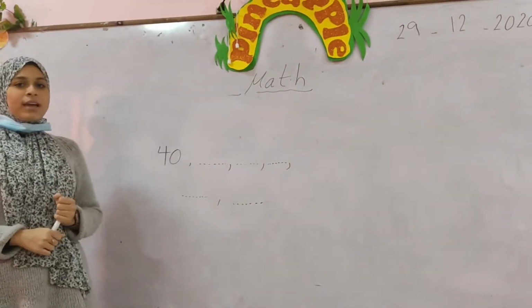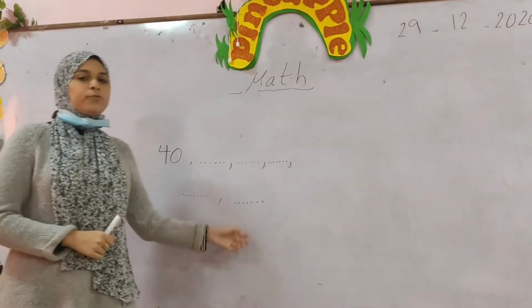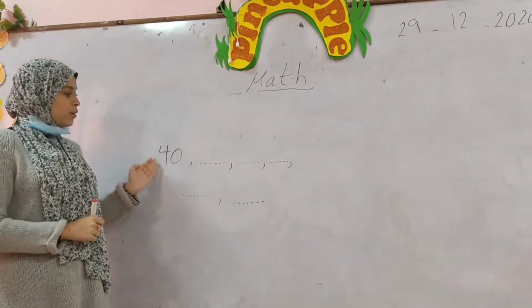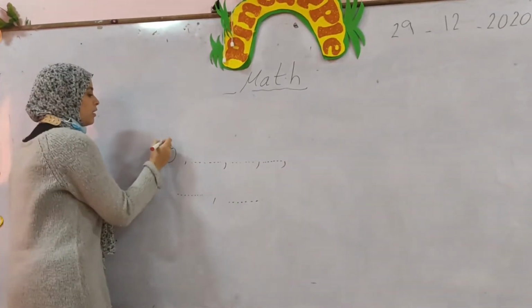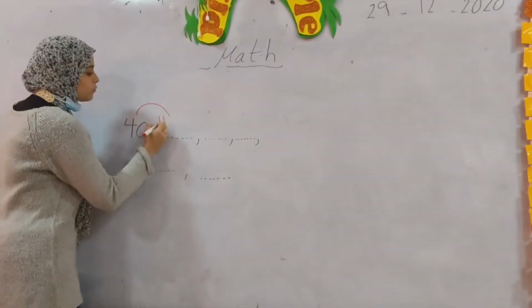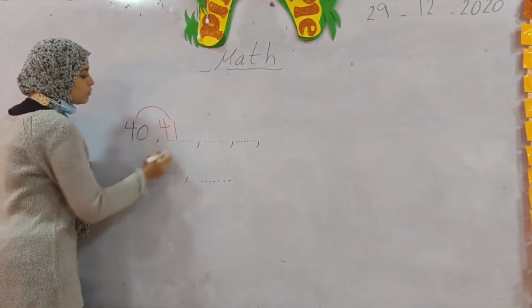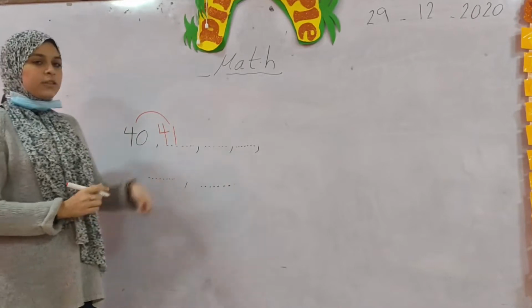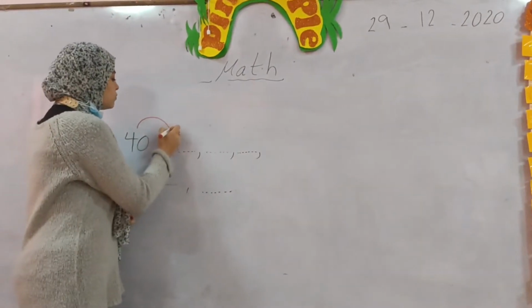Today we are going to count from 40 to 45. Count with me after number 40. 41, excellent. How can you write 41? It's 4 and 1. Okay, after 41, 42.